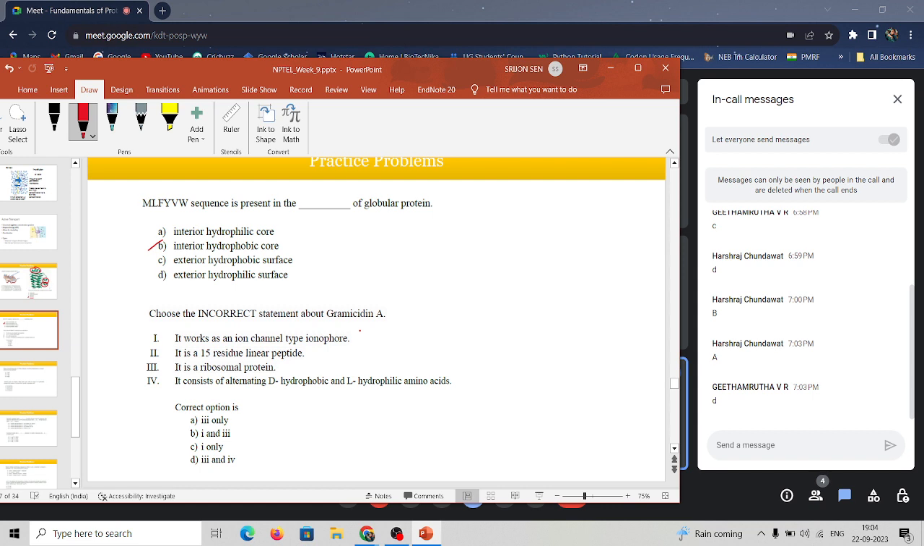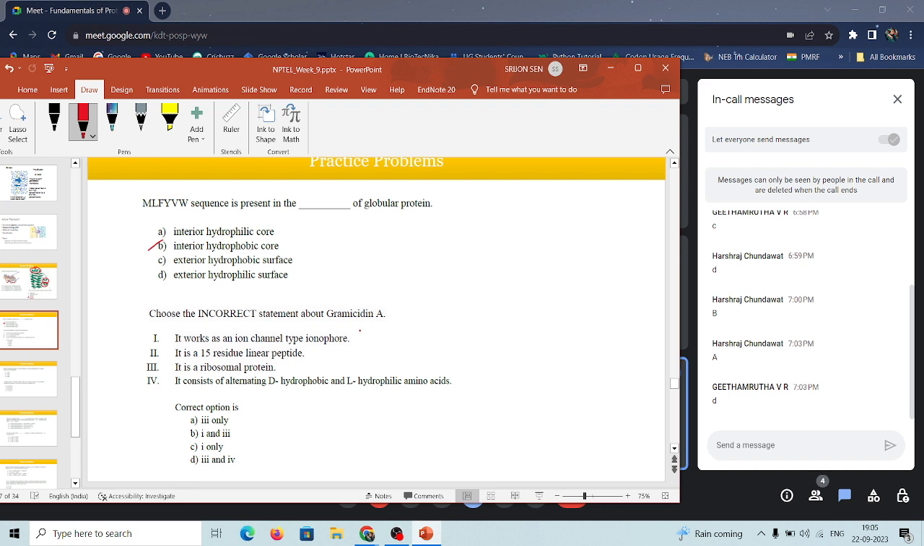Gramicidin A was found to possess the qualities of both a cytotoxic drug and a targeted angiogenesis inhibitor, and this combination significantly compromised the growth of different renal cell carcinomas inside the body. Okay, so if you see the options given here, it works as an ion channel type ionophore, so that is a correct option.